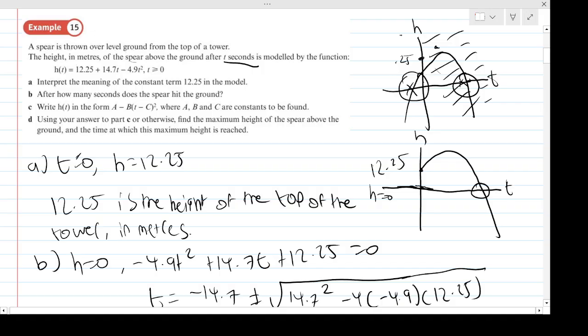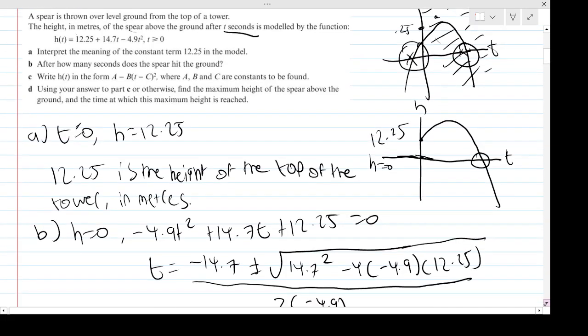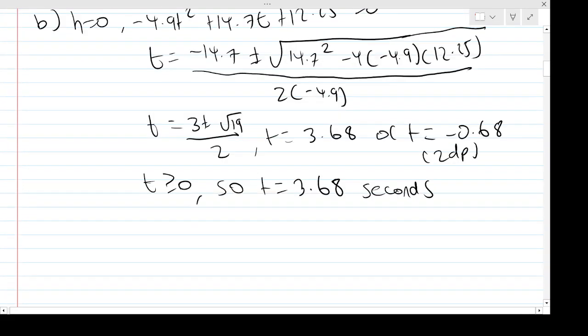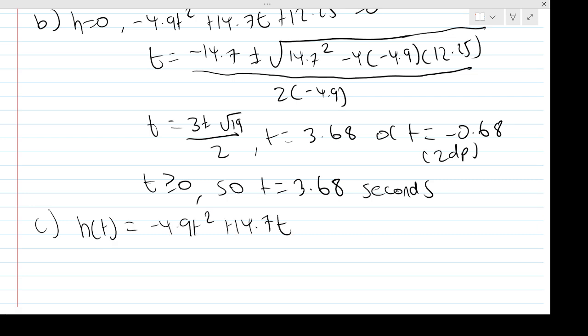Okay, then part C says write h of t in this form here. Hopefully you recognise this is completed square form because we have a bracket of t, some lots of t, it's all squared. So it's complete the square. Okay, so let's copy our function. So it says h of t is equal to minus 4.9t squared add 14.7t.